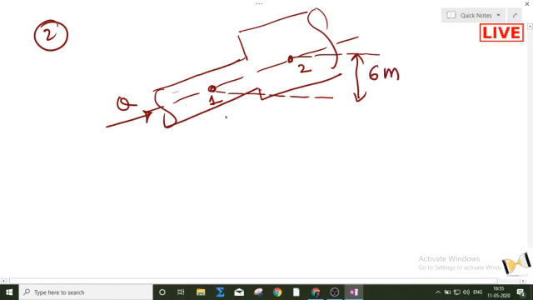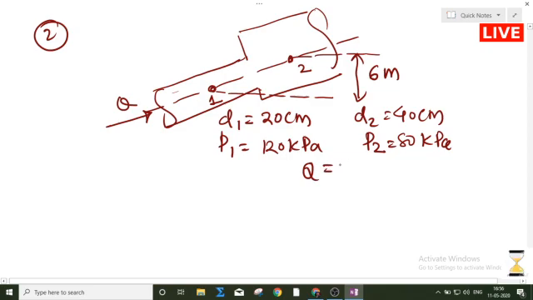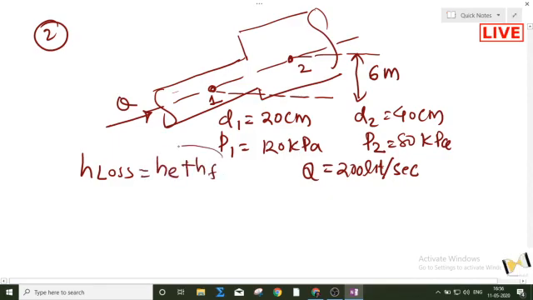The diameter at point 1 is given as 20 centimeter, and the diameter at point number 2 is 40 centimeter. The pressure at point 1 is 120 kilopascal, and the pressure at point number 2 is 80 kilopascal. The discharge through this pipe is 200 liter per second, and it is asking the head loss. It is not asking only the head loss due to sudden expansion. Head loss means there will be head loss due to sudden expansion plus head loss due to friction also. It is asking the total head loss of the pipe.